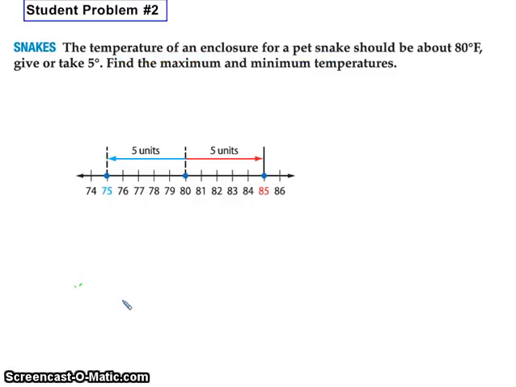So now I'd like you to try this one. The temperature of an enclosure for a pet snake should be about 80 degrees, give or take 5 degrees. Find the maximum and minimum temperatures. So I have this diagram to help you, but I want you to write the equation for this particular problem.